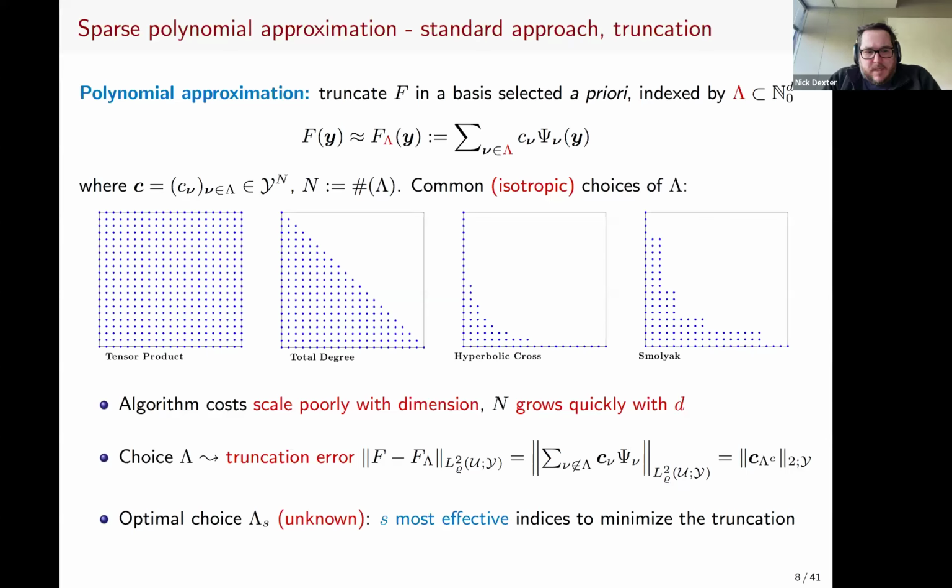The choice of lambda here also induces a truncation error. So if I look at f minus f lambda, by Parseval's identity, this is the l2 Y norm that I defined earlier of the neglected coefficients outside the set lambda. And the optimal choice here, lambda s, which is unknown in general, is to choose the s most effective indices to minimize the truncation error.